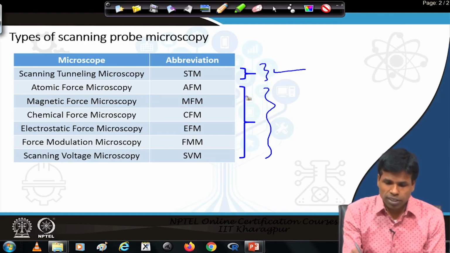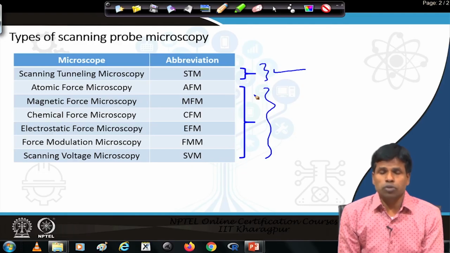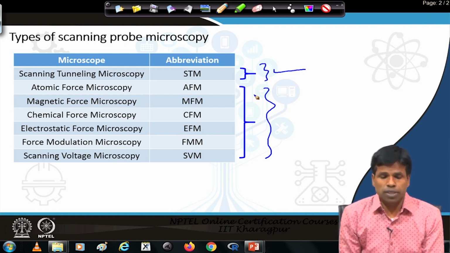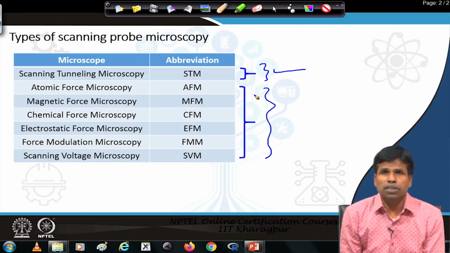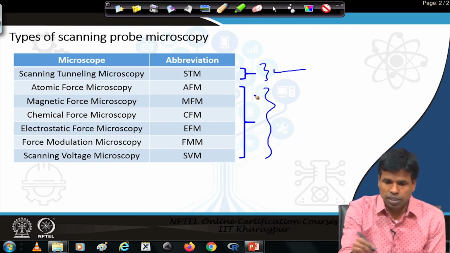But all other techniques, let us say atomic force, magnetic force, chemical force, are more widely used. Almost all research laboratories and even universities use the atomic force microscope these days to study film roughness, particularly film thickness, and other types of information. So, we will begin today with the atomic force microscopic technique.